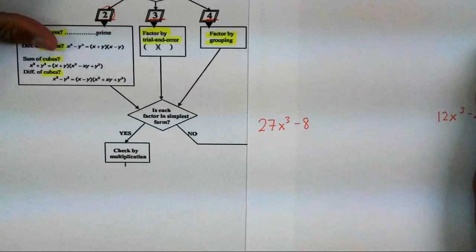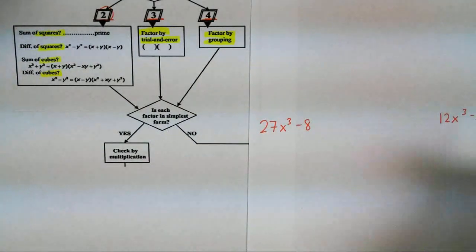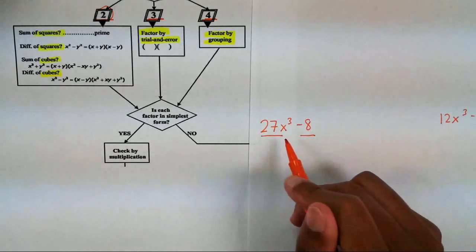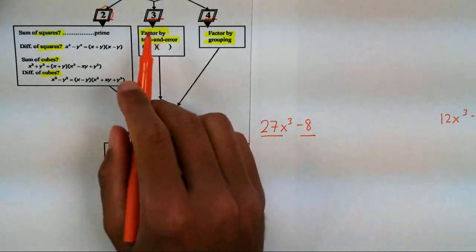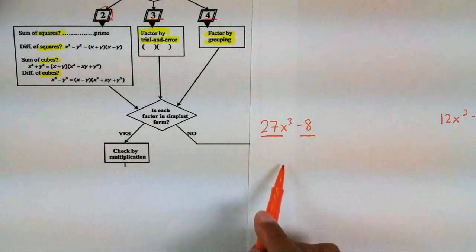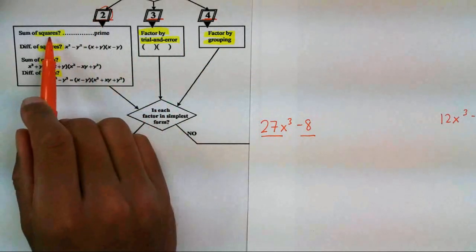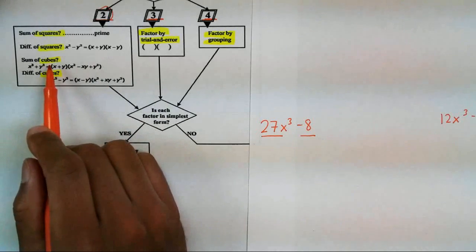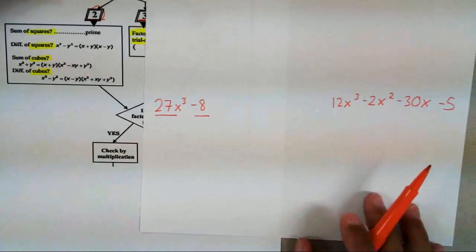Now I'm going to come down to 27x cubed minus 8. Okay, 1 term, 2 terms. So because there's 2 terms, I'm not even going to look at 3 or 4 terms because this doesn't apply to this problem. I have to look at 2 terms, and the question now becomes, is it a square or is it a cube?